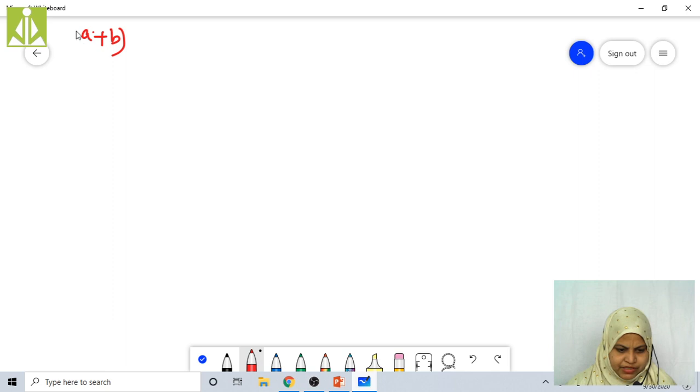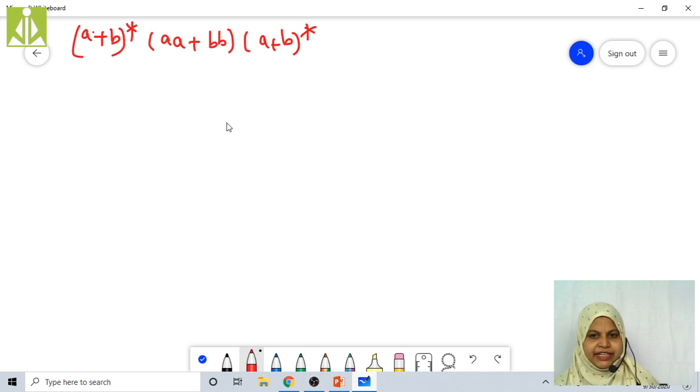The expression is (a plus b) whole star, (a plus b), then (a plus b) whole star. We have to construct the finite automata for the given regular expression (a plus b) whole star, (a plus b), (a plus b) whole star. Now, how are we going to construct this one?